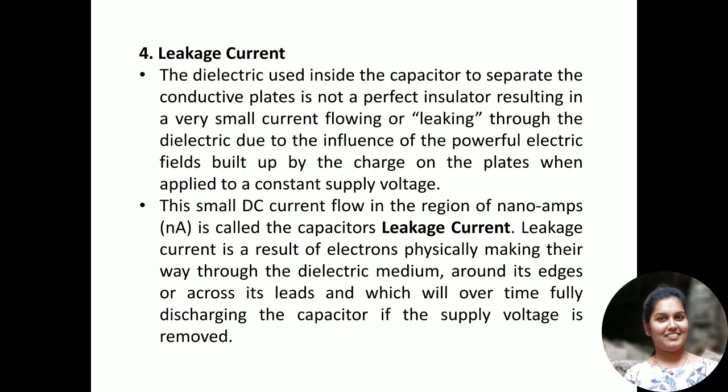And the question is how a leakage current can occur in a capacitor. The answer is the dielectric which is used inside the capacitor, that is to separate the conductive plates, is not a perfect insulator, resulting in a very small current flowing or leaking through the dielectric due to the influence of the powerful electric fields that are built up by the charge on the plates when applied by a constant supply voltage.